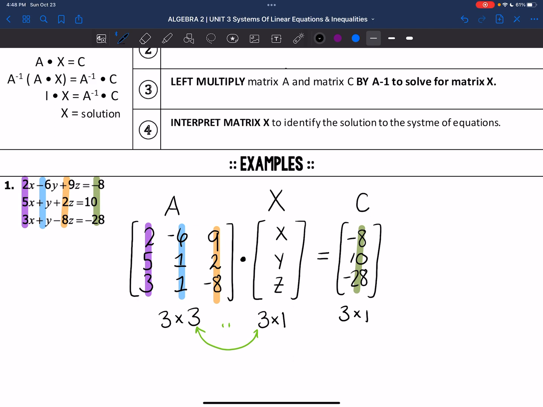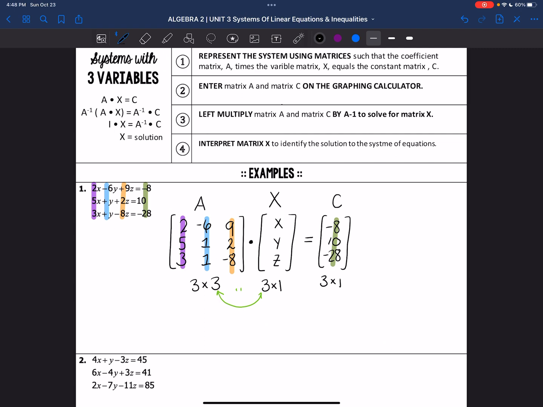All right, so we have set this up. We have carried out step number 1. Now we need to enter the A matrix and our C matrix onto our graphing calculator in both of those respective locations. After we've done that, we're going to want to left multiply matrix C by A inverse to solve for our matrix X.